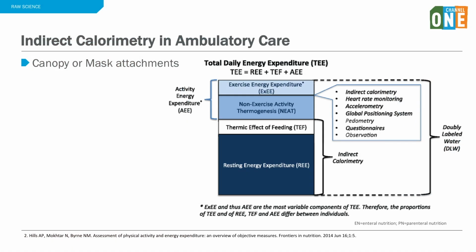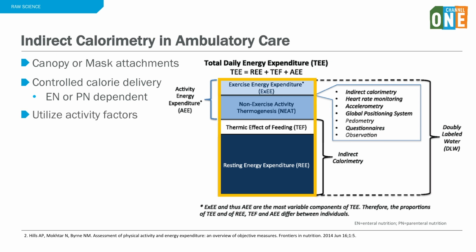Now, we can certainly utilize indirect calorimetry in the ambulatory care setting as well. Understanding one's resting energy expenditure may be most helpful for somebody receiving controlled calories through enteral or parenteral nutrition. But what's most important to acknowledge in this situation is the use of an activity factor, as this population is ambulating and potentially exercising. I have shown this in the box on the right-hand side that is now larger than it was when previously depicted.